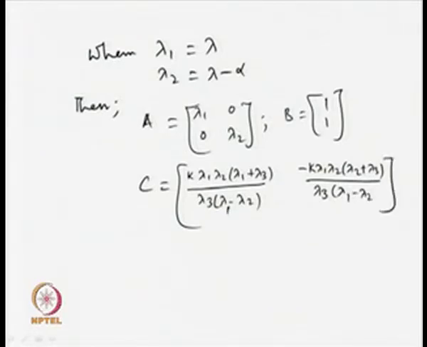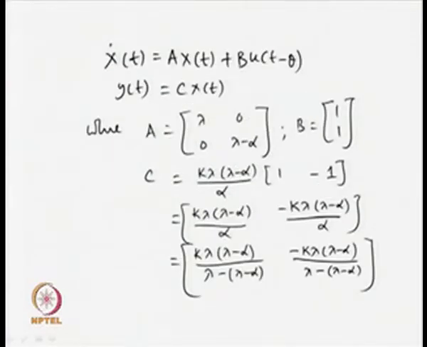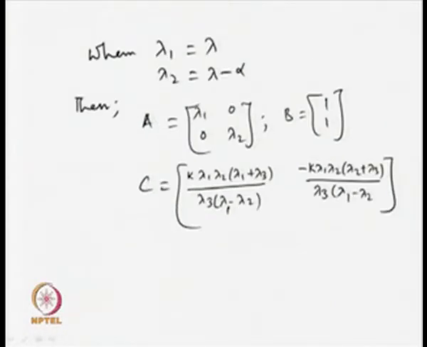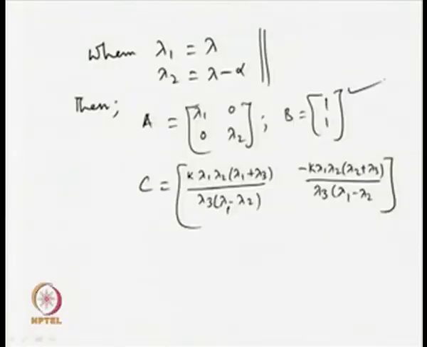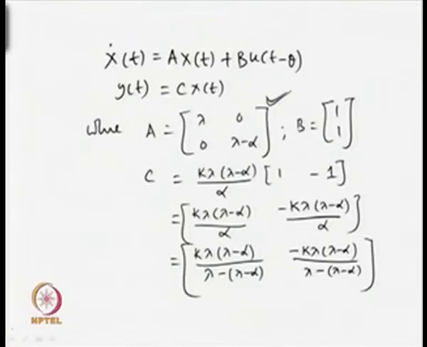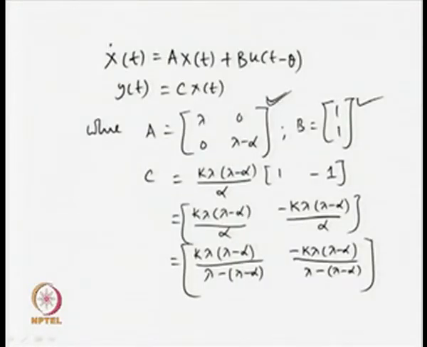This is the standard form. So, we can obtain the same A, B, C, or we can express this A in the standard form with the assumption of lambda 1 equal to lambda and lambda 2 equal to lambda minus alpha, and B no changes. Already we have got the B in the specified form. Now, what about the C? C is available in this form.